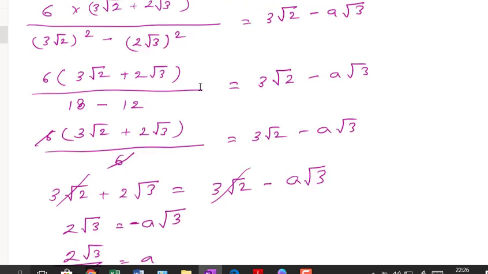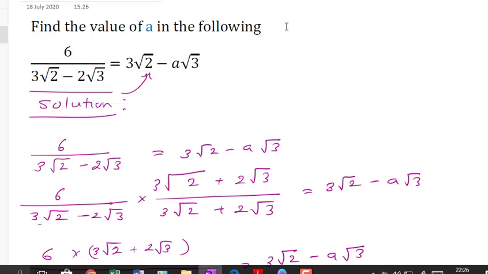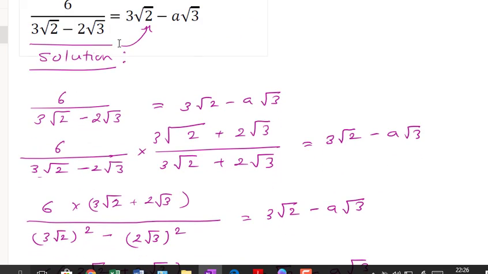I hope you understand how to solve this problem, how to find the value of a. If the denominator is an irrational number, then you have to rationalize. For rationalization, if there is only one term which is irrational, then we multiply the numerator and denominator both by that irrational number, and we get a rational number in the denominator.